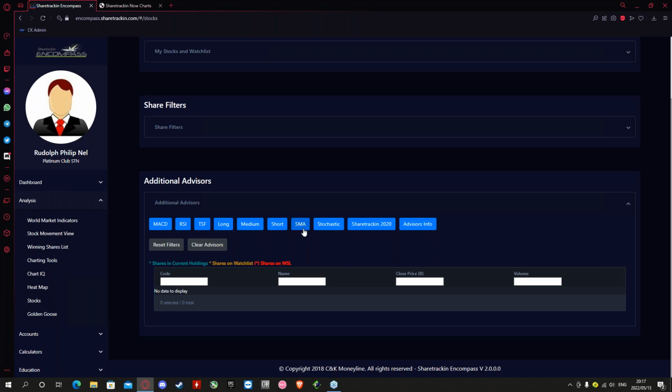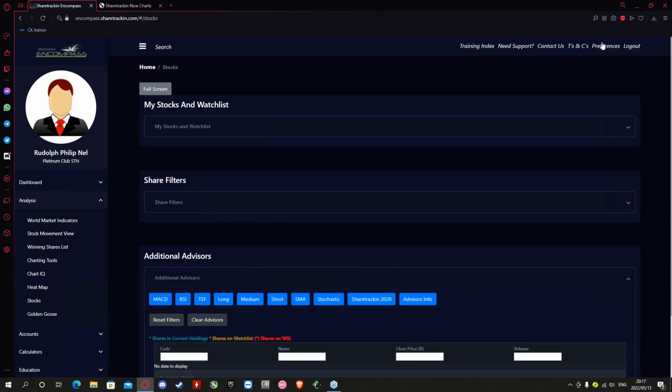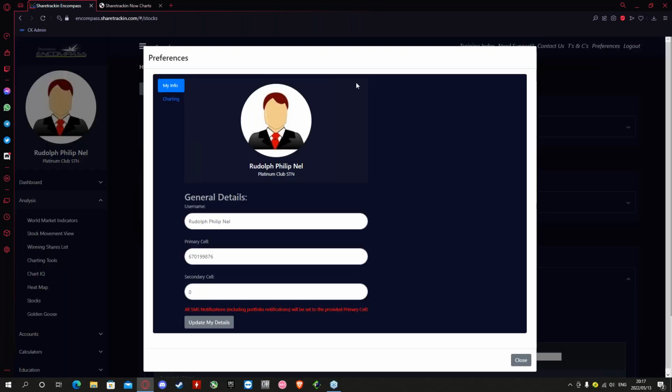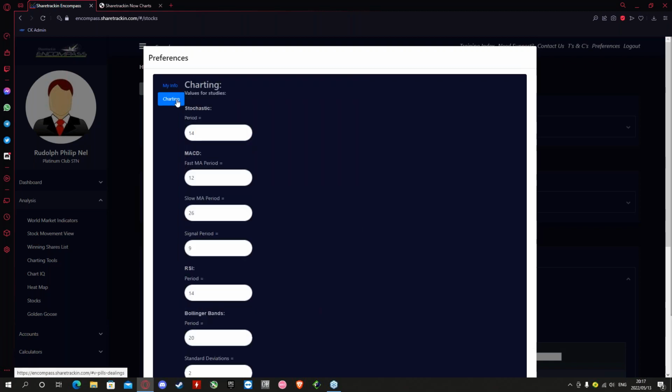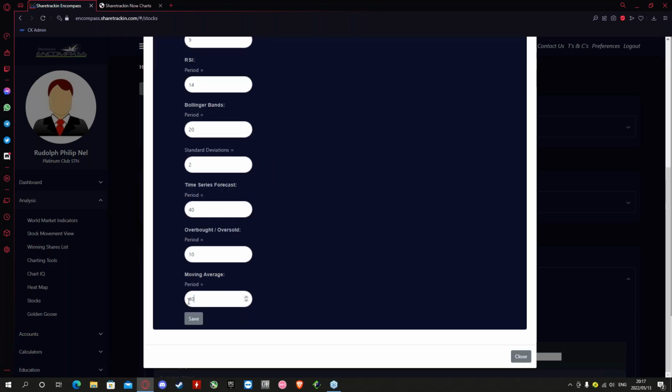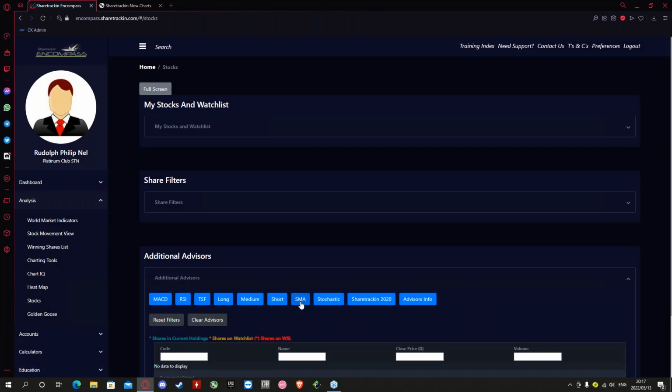You can go and change it to 200, so you only find shares which are above the 200 moving average line, but you obviously need to add that filter for it to really work. So you just go to preferences, top right hand corner, go to charting, and then scroll to the bottom. The period is equal to 40, so it's defaulted to 40. You can go and change it to 200. Click on save, and it'll change that specific filter, simple moving average, to a 200-day moving average.